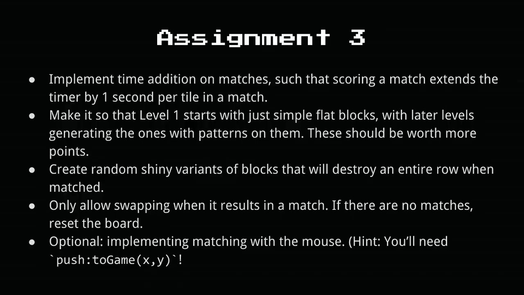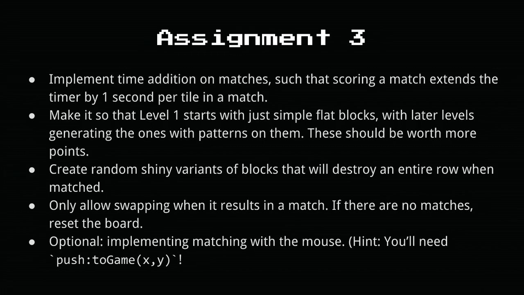Assignment 3 is going to have a few parts to it. So, time addition on matches: when you get a match, you should get time added to the clock. Right now, you only get 60 seconds. It's a little bit hard to actually get past level 2 at this point. Also, getting points for every tile in a match. Make it so that level 1 starts with simple flat blocks. Earlier we saw the array of tiles, and it was flat tiles on the first index of every color row. But there are several other patterns like X's and circles and triangles and stuff. Make those worth some higher amount of value, each one.